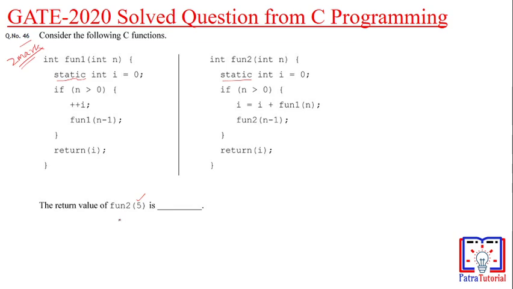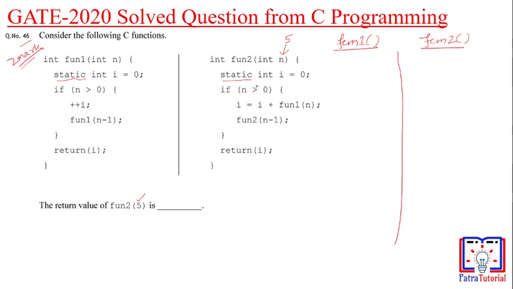It is calling function 2 by passing 5 as a parameter, so here n equals 5. Let me draw like this: on the left side I'll maintain all the variables of function 1, and on the right side all the variables of function 2. This will be easy for you to understand. First it calls function 2 by passing 5 as a parameter, so 5 comes here, then it gets inside function 2.